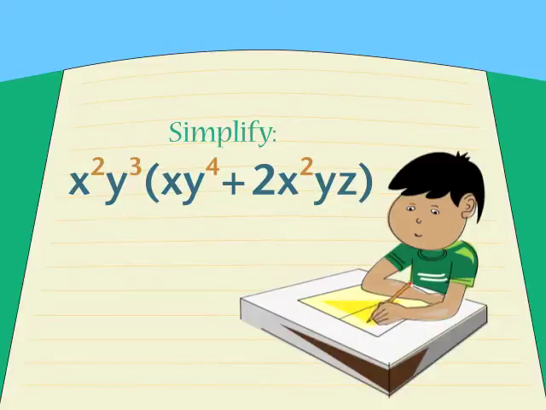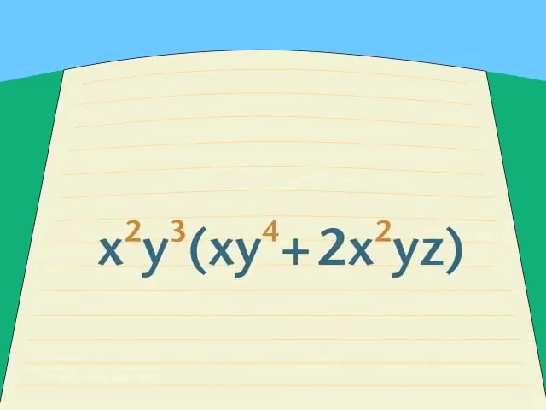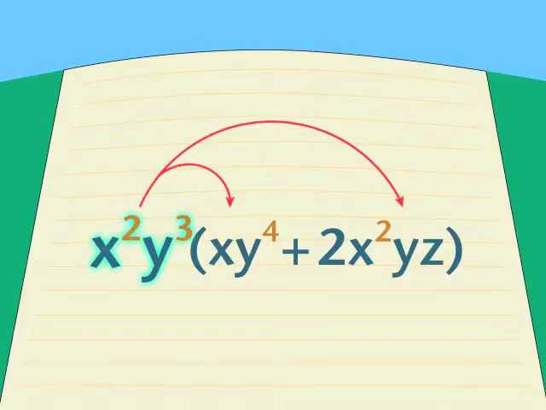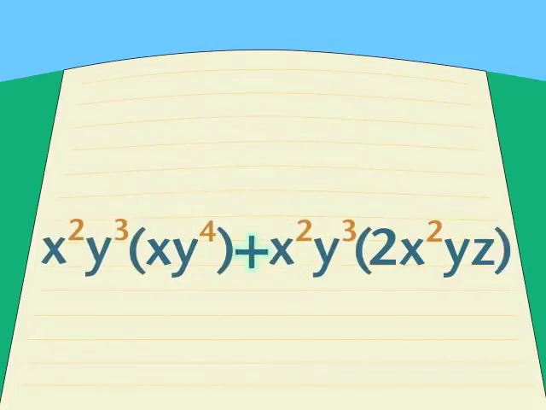Ready? The two expressions inside the parentheses are unlike terms. We can't add them, so we have to treat them separately. That's our distributive law in action. So we multiply each expression separately by the x squared y cubed, which is outside the parentheses. That gives us two multiplication problems with a plus sign in between.